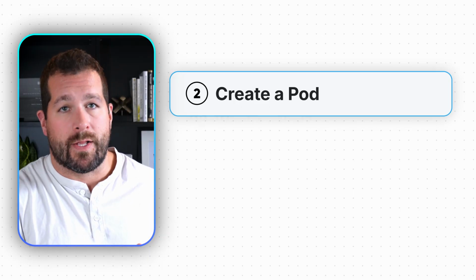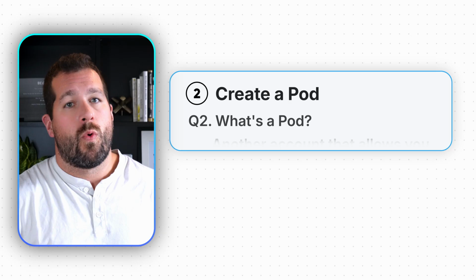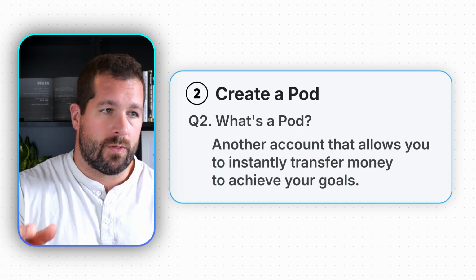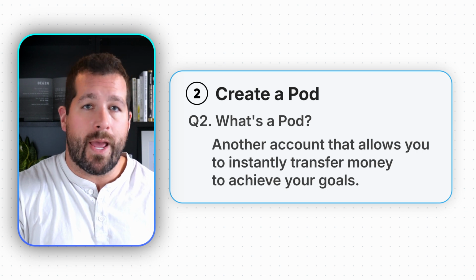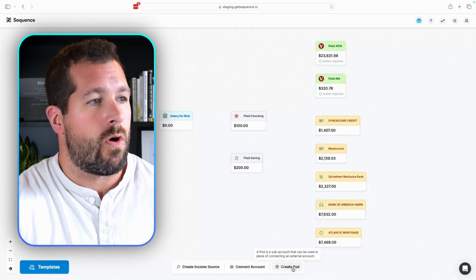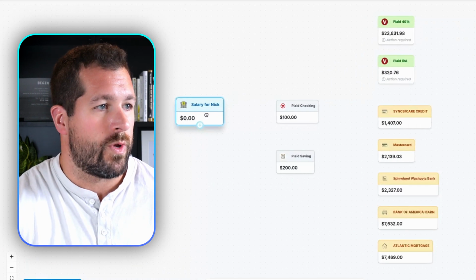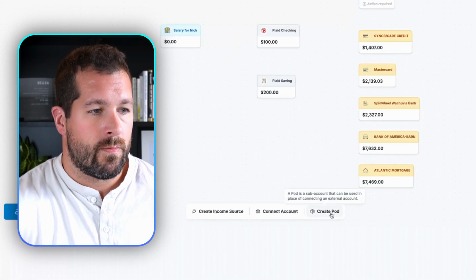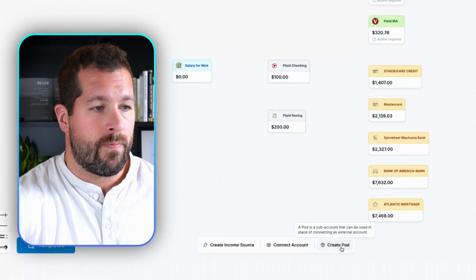Now that we're done with that, let's get to the exciting part. Let's build our 50-30-20 model. We're gonna set this up right now. And to do that, I'm gonna use our pods. Now, what's a pod, you might ask? Well, it's simply another account that allows you to instantly transfer money to achieve your goals. And again, these accounts are through Thread Bank so that we can utilize all of the instant access that we get by our partner. So as you can see at the bottom, you'll have the ability to create a pod.